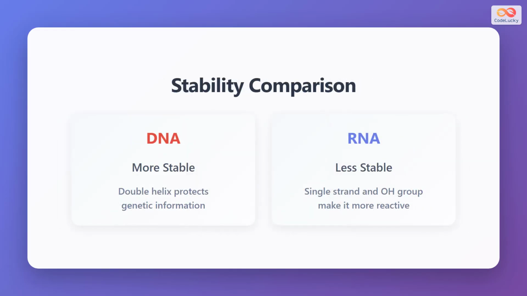DNA is significantly more stable than RNA. The double helix structure of DNA protects the genetic information stored within it, making DNA ideal for long-term storage. RNA, however, is less stable due to 2 factors. Its single-stranded structure leaves it more exposed, and the extra hydroxyl group on the ribose sugar makes RNA more chemically reactive. This instability is actually advantageous, as RNA molecules are meant to be temporary, performing their functions and then being degraded.